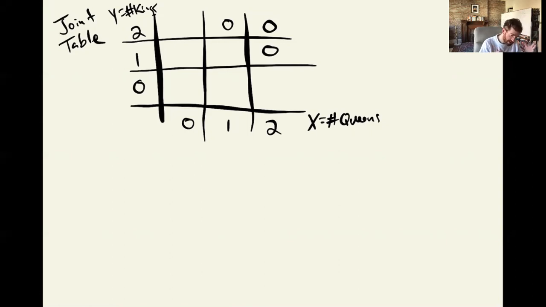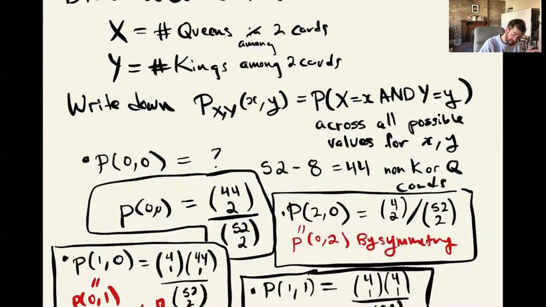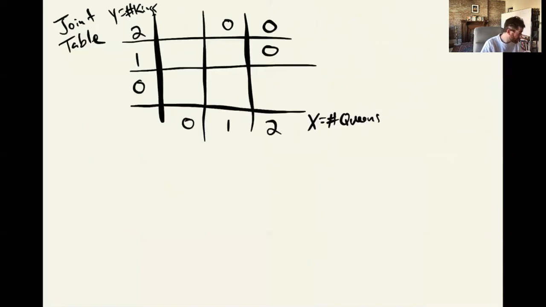Now, the other calculations we just did, well, let's see. We had 2 and 0, which was this whole 4 choose 2 divided by 52 choose 2. If you do that math, it works out to roughly 0.5%. I'm just going to write this as something that's less than 1%. And by symmetry, we know that this is also less than 1%. For this value of 1 and 1, it's a little more than 1%.